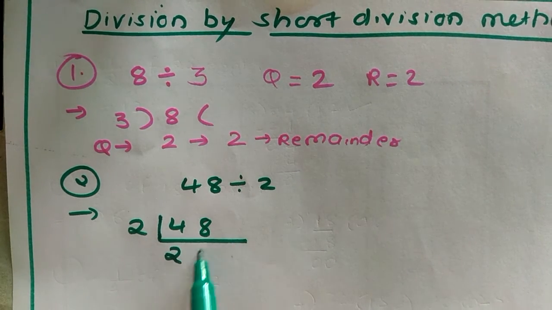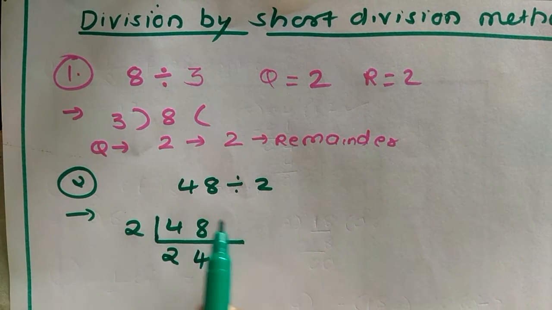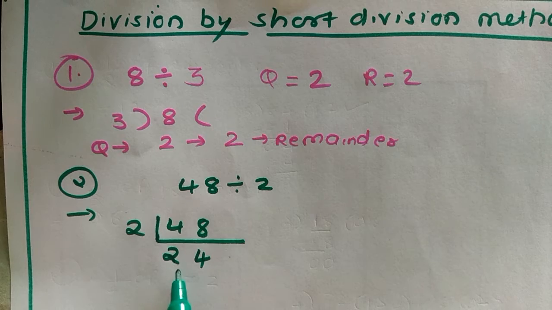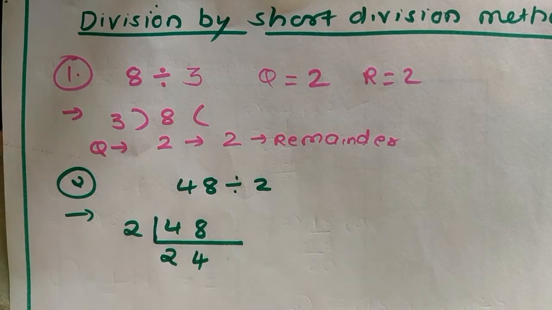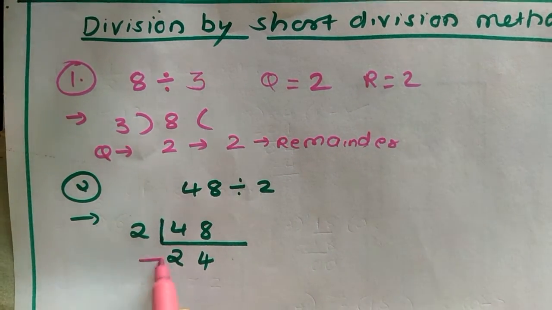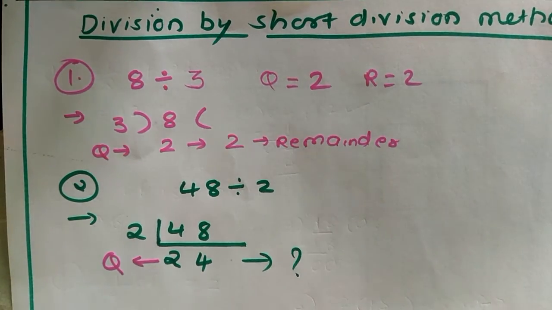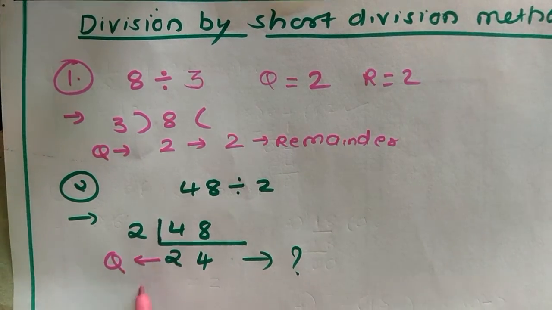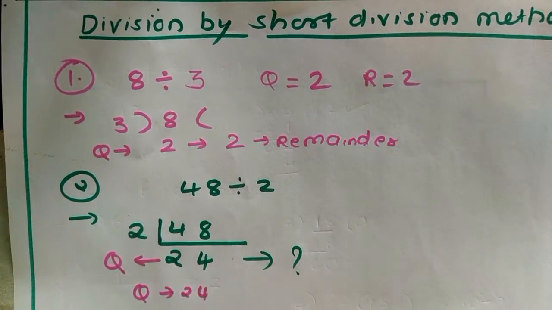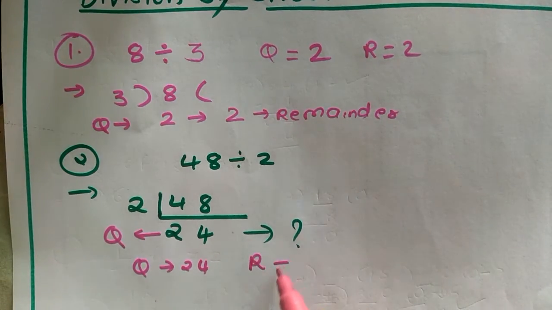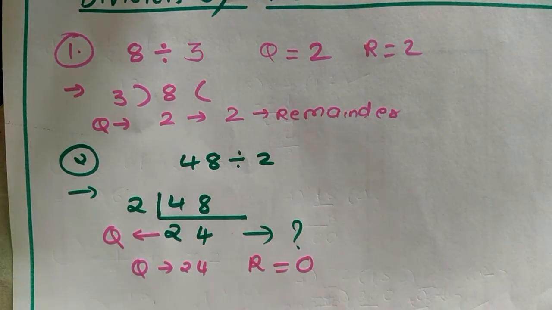Now 2 4s are 8. So full complete 8 we got here. So this is the quotient and we have no remainder here. Remainder we don't have. So therefore the quotient is 24 and the remainder is 0, you can write, or nothing has remained.